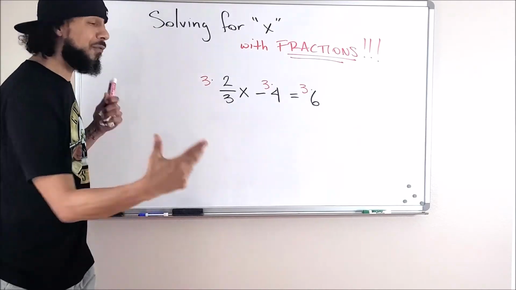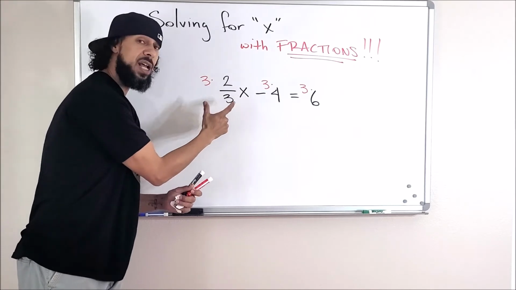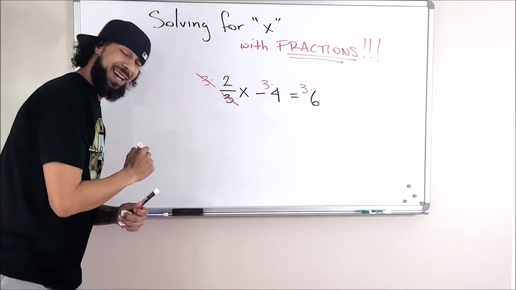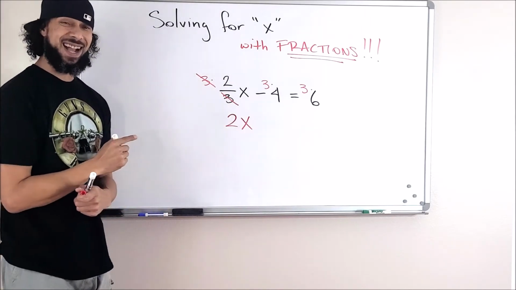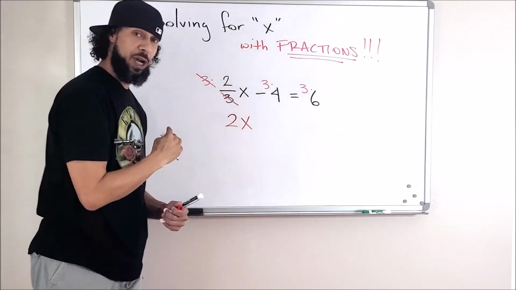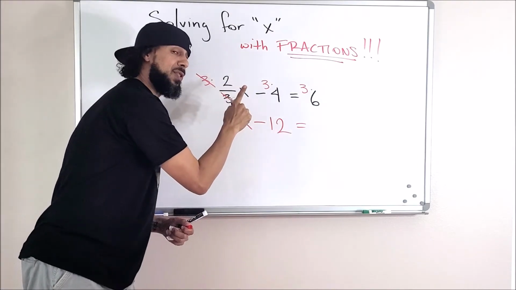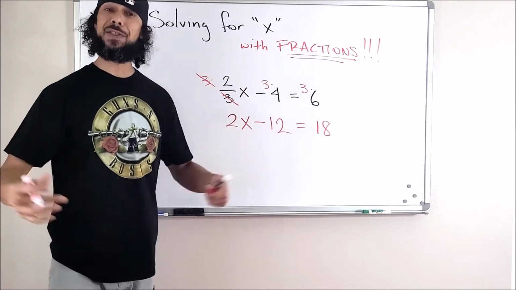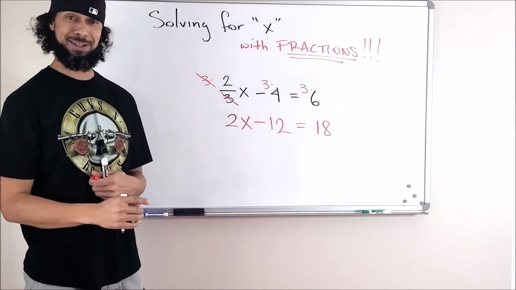Now don't forget why we're doing this. We're doing this to cancel this denominator to get rid of the fraction. So guess what that 3 does? It cancels. And what do we have left? That's exactly right. Now don't forget, we have to multiply 3 times everything in the equation. 3 times that -4 is exactly right. And then 3 times 6 is exactly right. And then we would just solve this like any other equation. Add 12 to both sides, divide by 2, and get our answer.